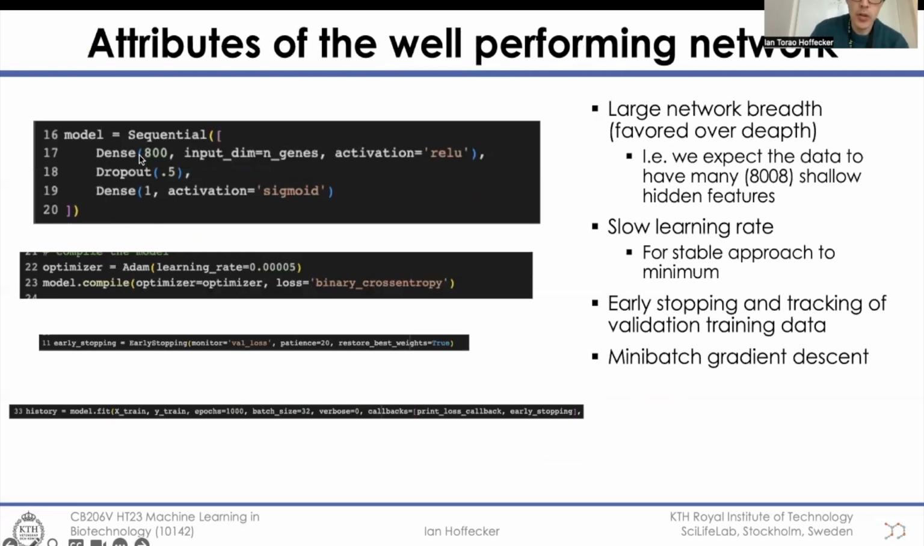So what were the features of this network? We had more nodes, not quite 8,000, but 800 nodes, in a single hidden layer here. We had dropout layers implemented, so we're turning off some of these nodes to avoid overfitting. We also have early stopping turned on to avoid overfitting. We have the learning rate turned way down, so that we have this smooth, steady approach towards the minimum, and we're not likely to be bouncing around too much. And we have mini batch sampling turned on as well, again, to avoid overfitting.